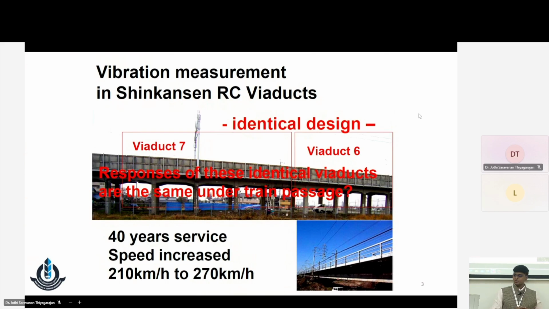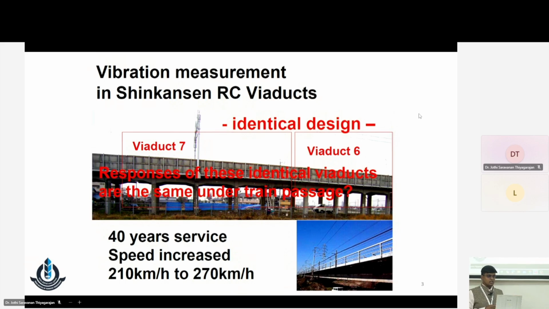Bullet trains. Shinkansen is a Japanese name. This is a picture that has been taken in Japan. It's an old reinforced concrete viaduct. I hope you are able to observe viaduct 6 and 7. It is an identical design, and it has been in service for 40 years, which is a good number.